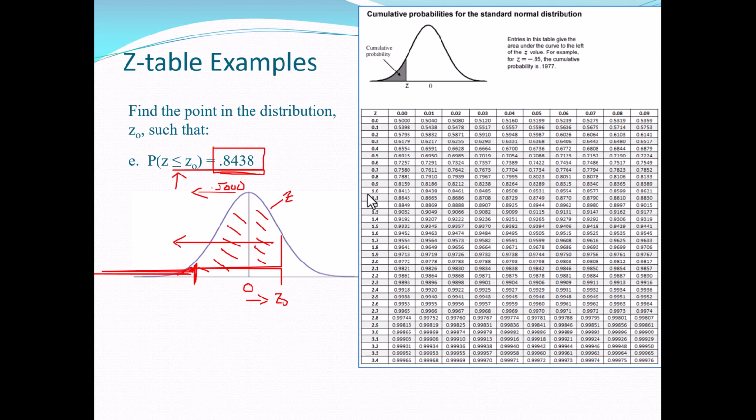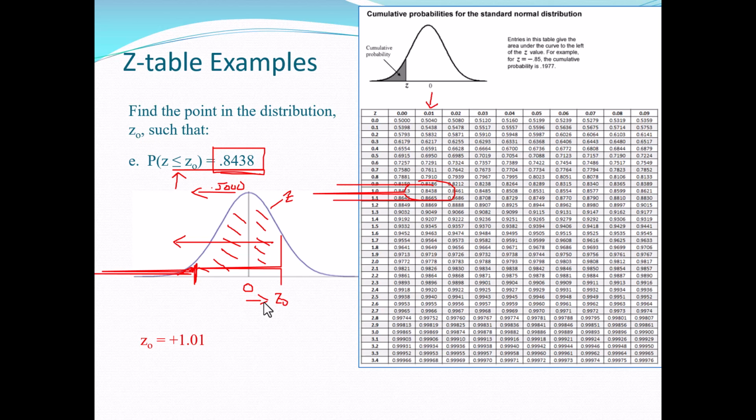Let's take a look in the table. See if you can find a probability. What am I seeing right about here? I'm seeing a probability of 0.8438. There it is. What's the z-score where that happens? Well, it's kind of tough to see. It's 1.0, and look at this column. It's in the 0.01 column. This is the z-score, 1.01. That's how you use a table.